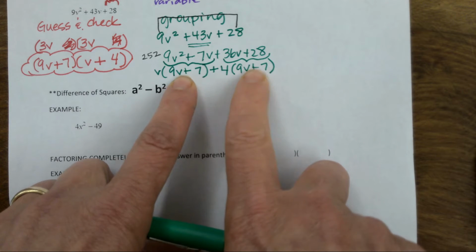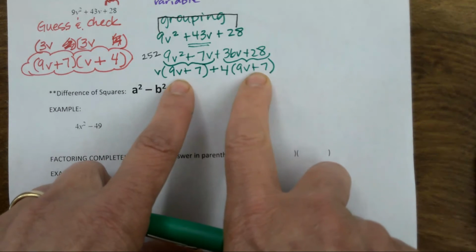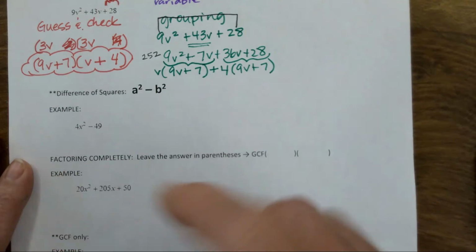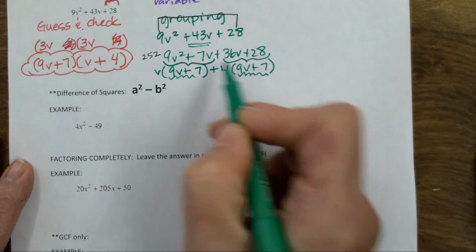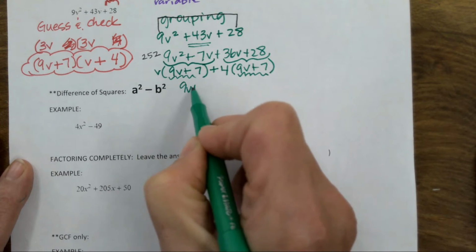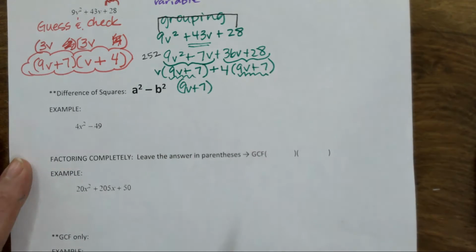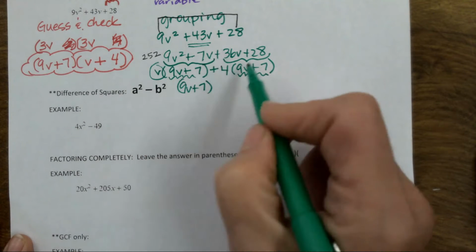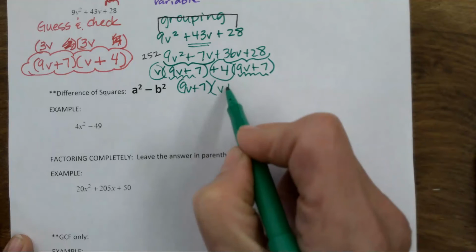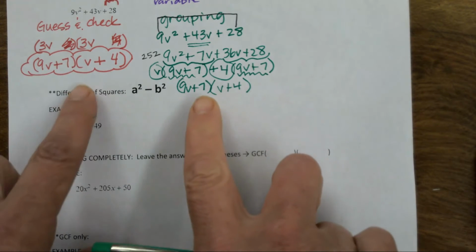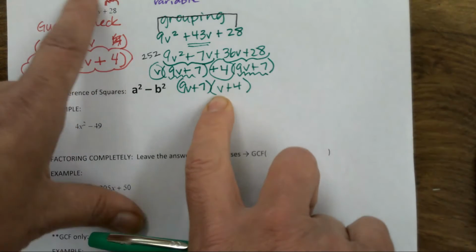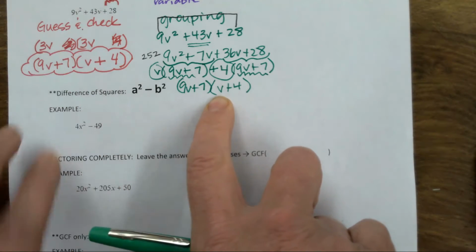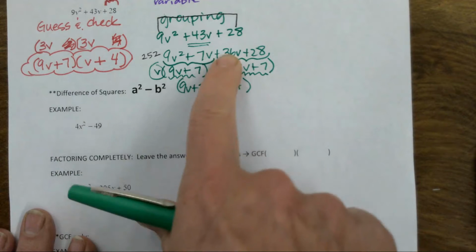Because I got the same thing for both of those, this 9v plus 7 gets factored out and written once in front. And then what am I left with? V plus 4. Notice the same answer. One was just sort of guessing as we went. The other one was a little bit more organized.